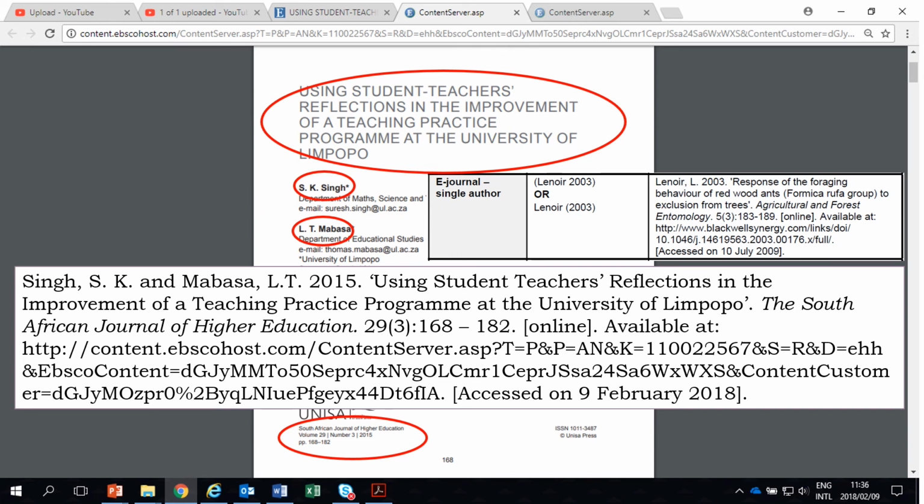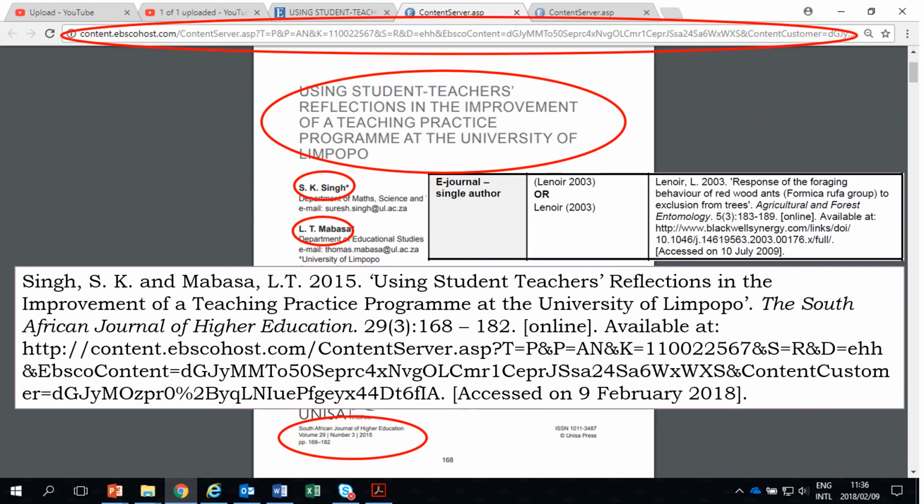The volume, issue number, and page numbers follow. This information is also in the footer. Volume 29, issue 3, in round brackets, the page numbers 168 to 182. This is an online source, so we indicate this with the words online in square brackets. The URL follows. There it is over there. And finally, the date that you access the source, which can be found in the bottom right corner.